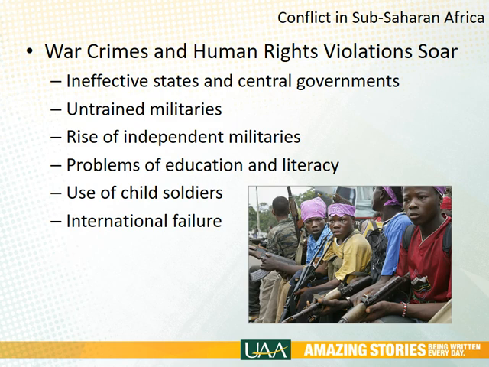And there are all sorts of different reasons for this. I've listed the major ones here. Most of the state systems in these countries were very ineffective. Central governments were failing and not doing what they should have been doing. Militaries were untrained, and independent militaries, or these various rebel groups, were also untrained as well. No one really had any sense of how war should be conducted, how you should not involve civilian populations, and as a result of this, rights violations really became rampant.